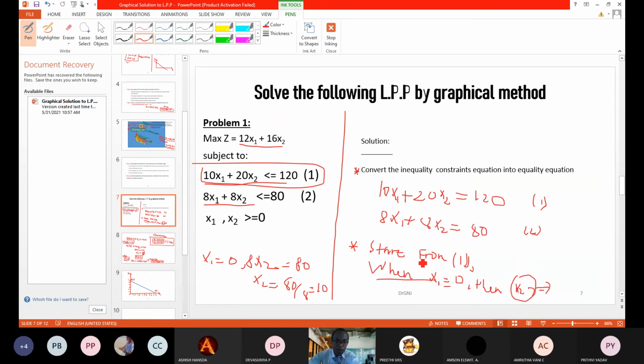Now you put this into the table for the second line. This is x1, this is x2. If x1 is equal to 0, now x2 is equal to 10. Same, they have the same value. If x2 is equal to 0, now x1 is equal to 10. Okay, 10 means (0, 10) and (10, 0).